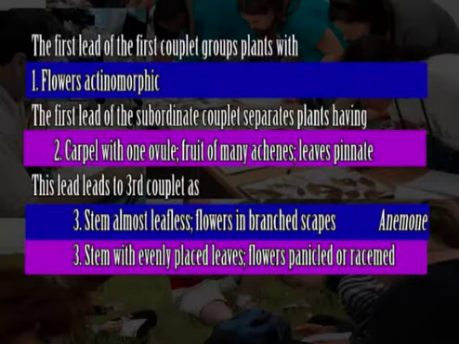An indented key for some genera of Ranunculaceae is shown. The first lead of the first couplet groups plants with flowers actinomorphic. The first lead of the subordinate couplet separates plants having carpels with one ovule, fruit of many achenes, and leaves pinnate. This lead leads to couplet 3 as stem almost leafless, flowers in branched scapes, which refers to Anemone, and its second lead is stems with evenly placed leaves, flowers panicled or racemed.